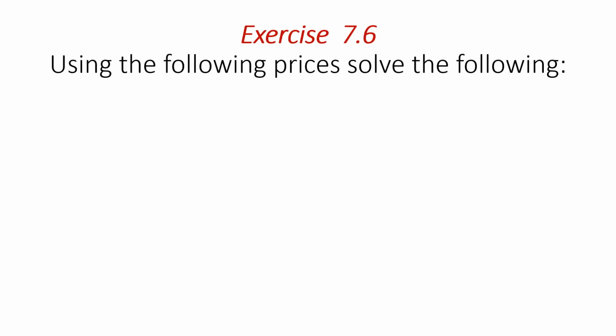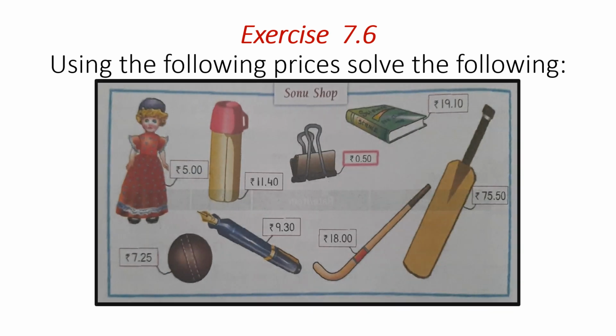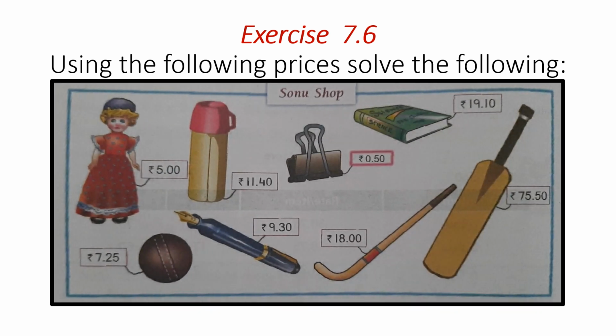Exercise 7.6. Now, using the following prices, solve the following. This is the question that is given to you. Here, Sonu's shop details are given for the items that he has in his shop. Like, he has a doll which is 5 rupees, a ball of 7 rupees and 25 paisa. The cost of a pen is 9 rupees 30 paisa. The cost of a water bottle is 11 rupees 40 paisa. The clip is 50 paisa.